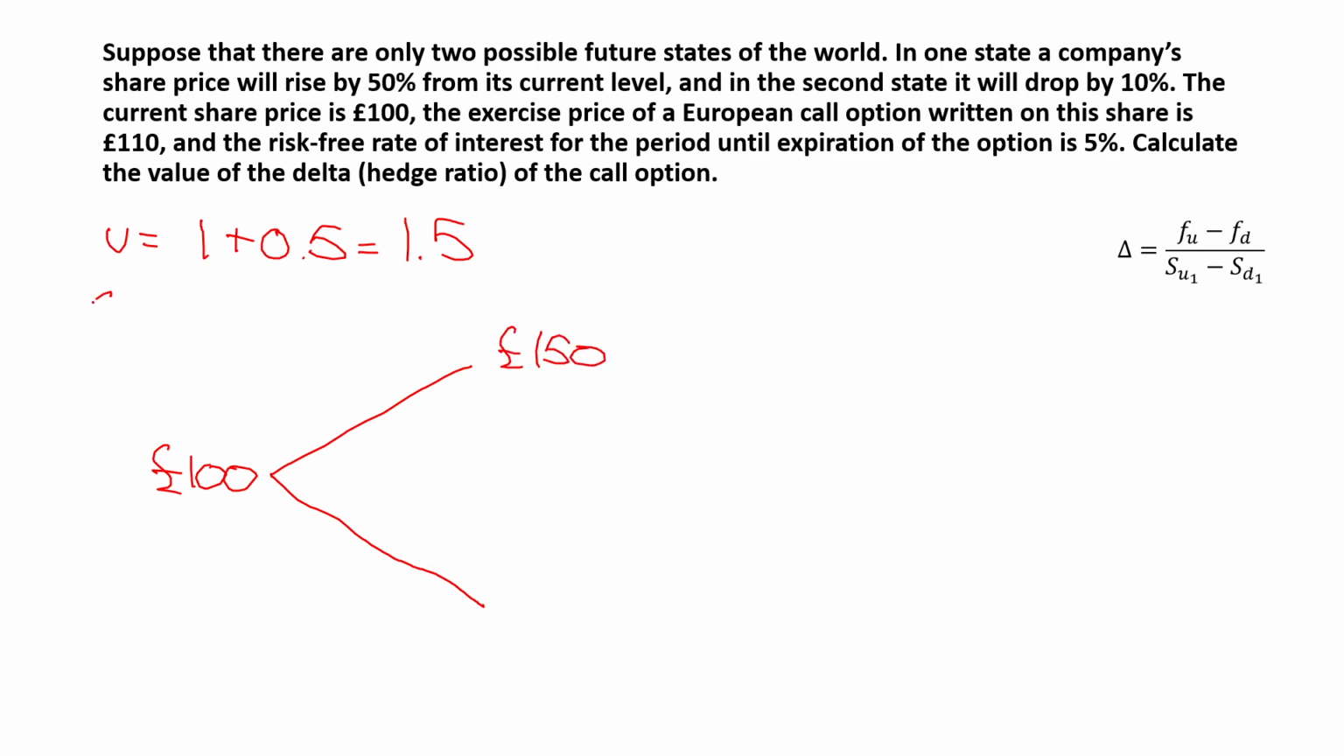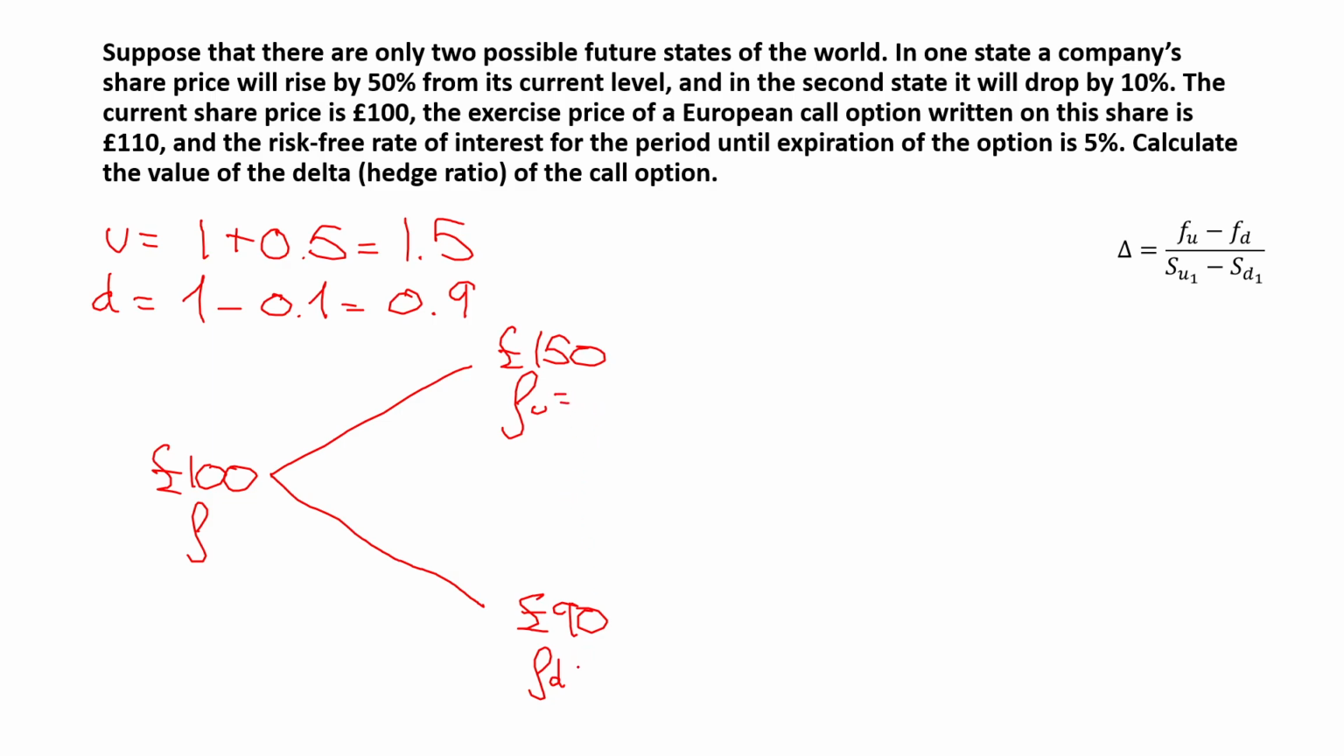To calculate the magnitude of a down jump, when it goes down, we do 1 minus the percentage, which in this case is a drop of 10%. So 1 minus 0.1 gives us 0.9. Then £100 times 0.9 gives us £90. We always write the option values below the share prices. So we have FU on top, FD, and then F, which is the current option value, which we don't need for this exercise.